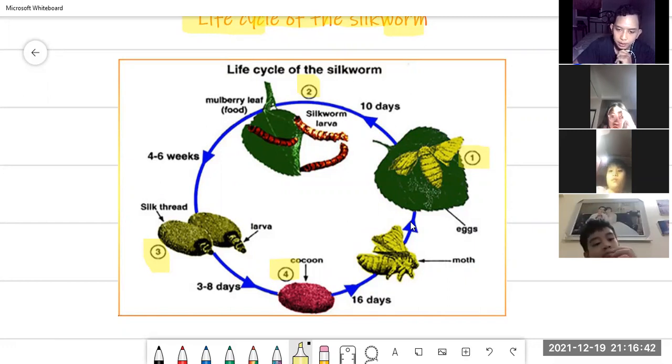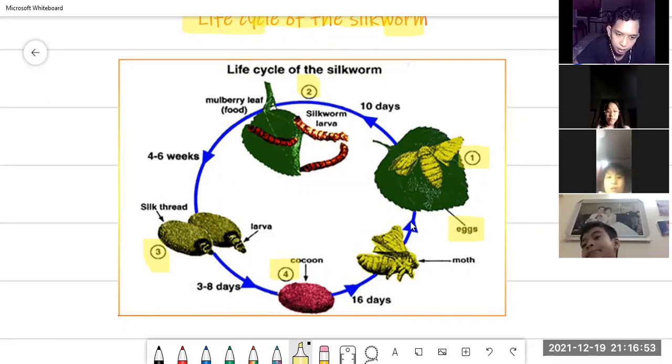In the first step, can you read this? Eggs. Everyone say eggs. Do you know what eggs are? Yes. And we have 10 days here. The first one is the moth. Do you know moth? Okay, the moth is laying its eggs on the leaves. And after 10 days.